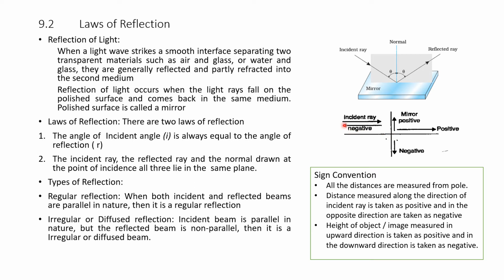Distance measured along the direction of the incident ray is taken as positive and in the opposite direction negative. Similarly, height of the object vertically up is taken as positive and vertically down is taken as negative, and here also it is positive because this is the same as the direction of the incident ray. Please remember this.